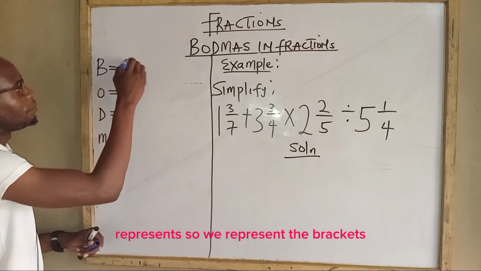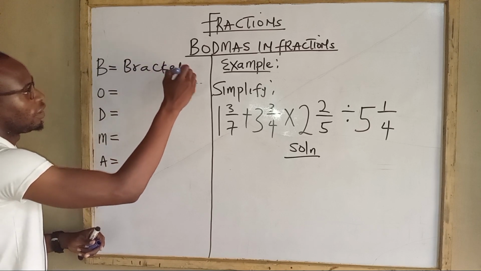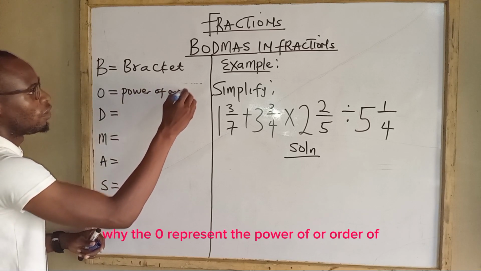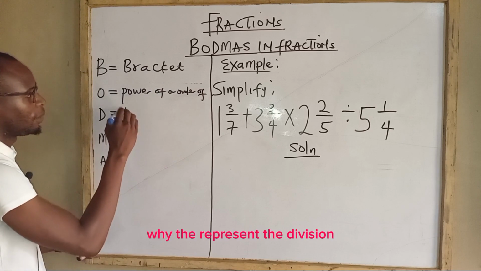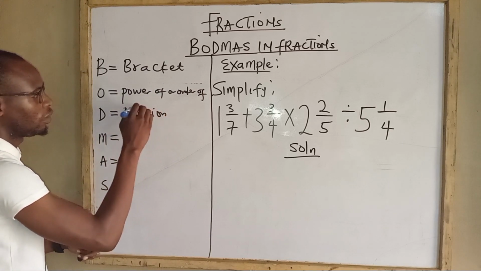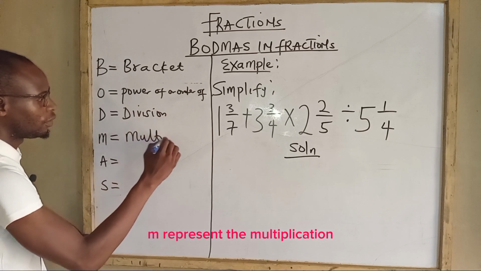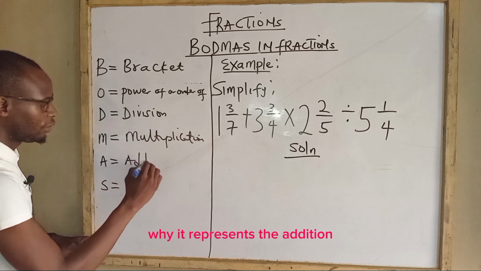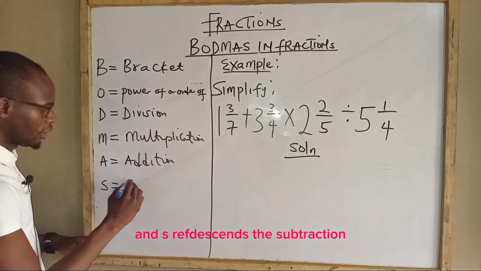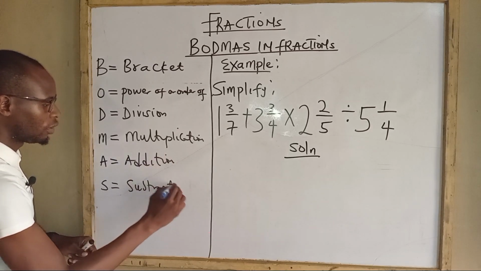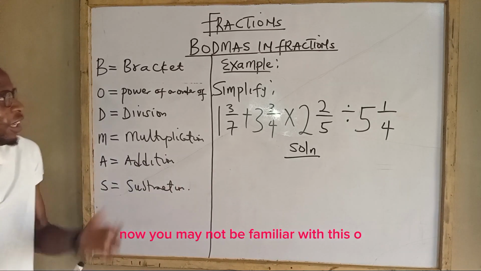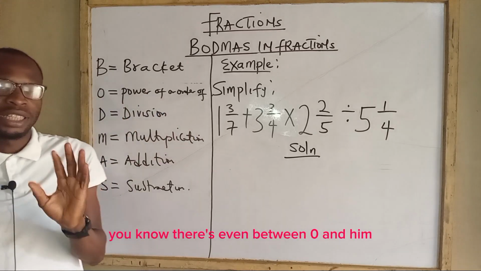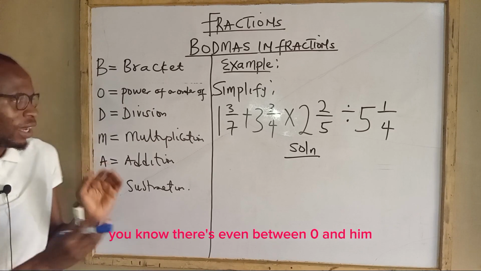So B represents the brackets, while the O represents the power of or order of, while D represents the division, M represents the multiplication, while A represents the addition, and S represents the subtraction. Now, you may not be familiar with this O. What I mean by power of or order of is because there is a difference between O and M.